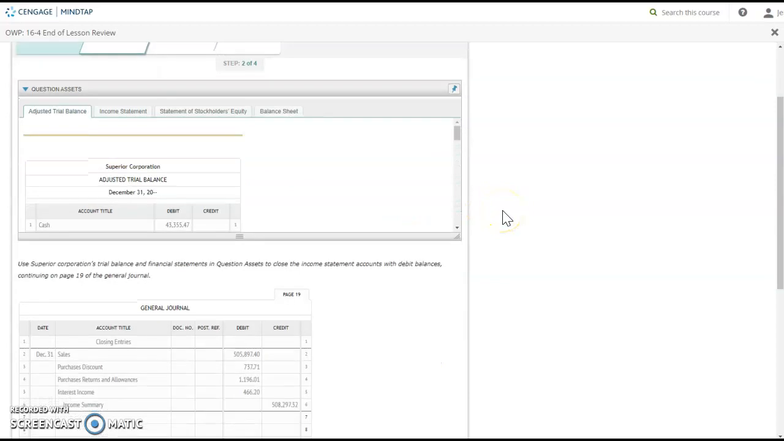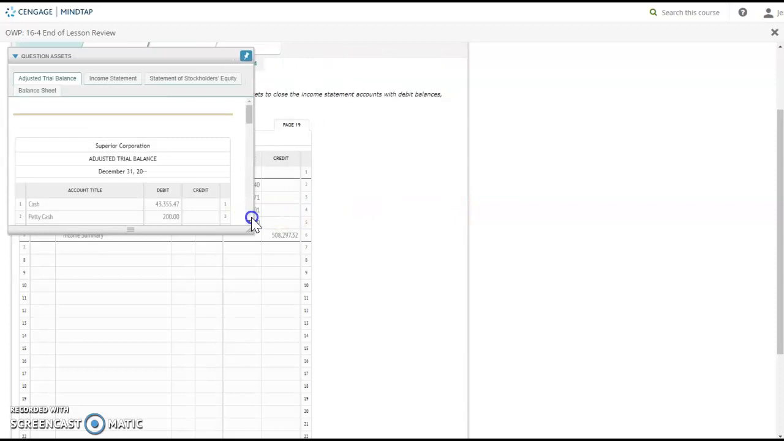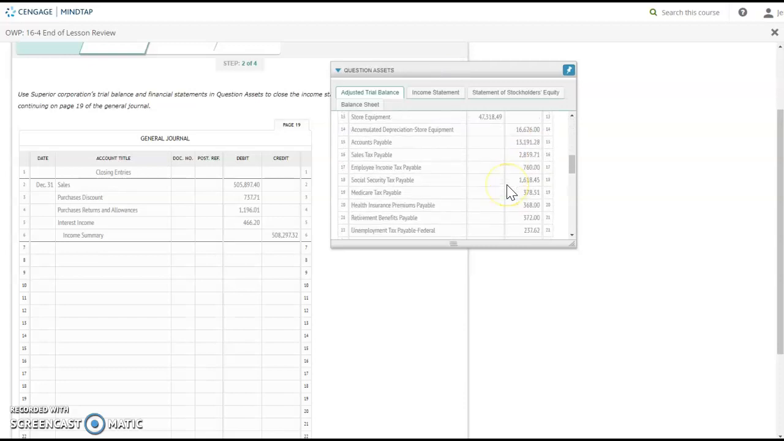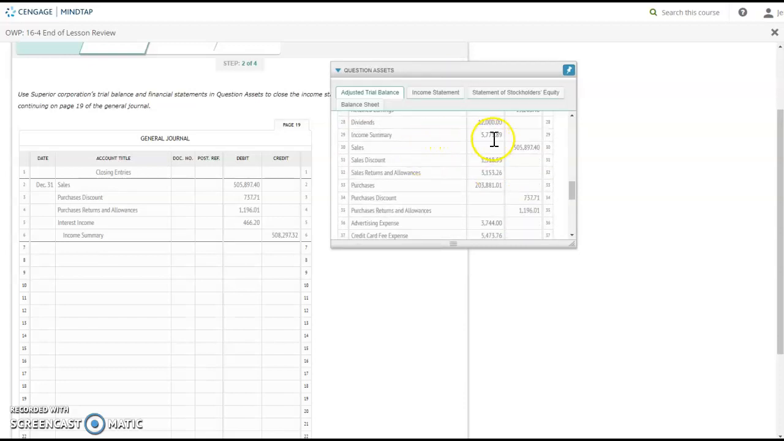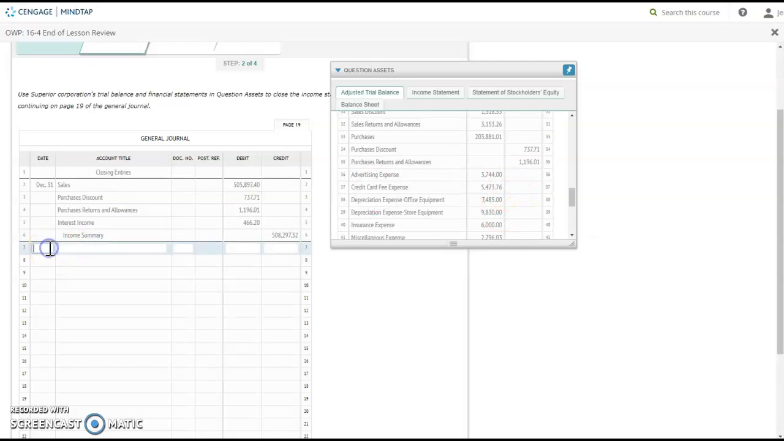My next step then says use Superior Corporation's trial balance and financial statements to close the income statement accounts with debit balances. So this is my second closing entry. I'm going to close all of my income statement accounts that have debit balances. Now, this is usually going to be a longer transaction because when we scroll down, again, we're going to find income summary. That's our cutoff. And then we are going to go from income summary down, not including income summary, but accounts after income summary. Any account that has a debit, we are going to close with a credit. Now, when we look through, this is a lot of accounts. So let's go ahead and start it.